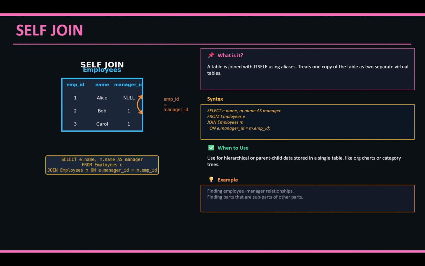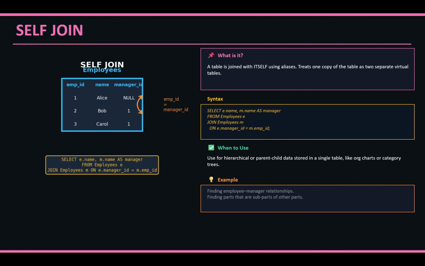For the syntax, you select and you click from. So from the first table, let's say you have an employee table. From the first employee table, you give it an alias as E, and then you join the table again with itself, and you give it an alias as M. Employees as E, and then we're gonna use M as manager. And then on the ON clause, you're gonna use the manager's ID and the employee's ID.